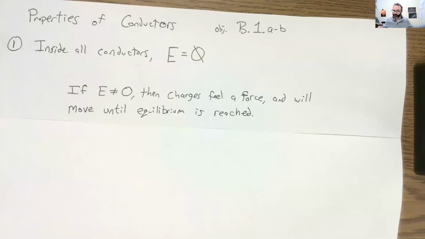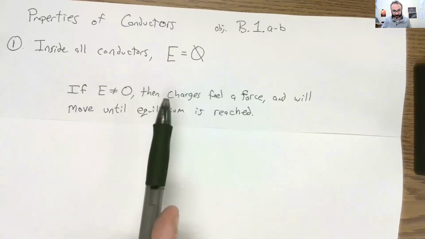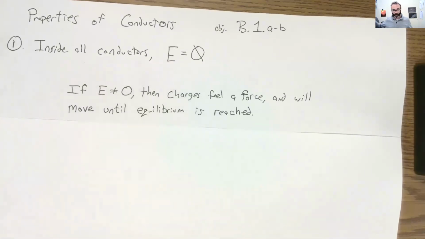In an insulator, the electrons are bound to their atoms, so if there's an electric field on them, they feel a force, but there's also a force binding them to the atom, so they can't necessarily move freely. In a conductor, the electrons are free to move around, so if there was an electric field, the charges feel a force, and they're going to move until they get to some equilibrium. And once they get to an equilibrium, we know there's no force, so there has to be no electric field.